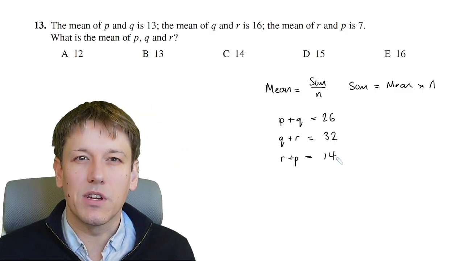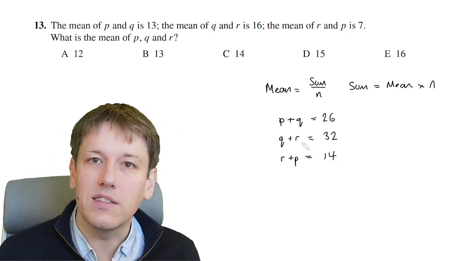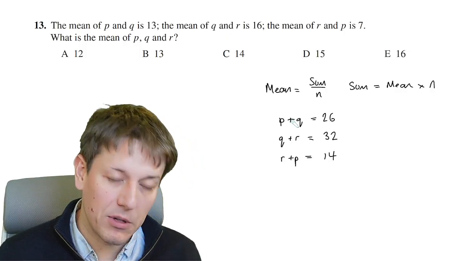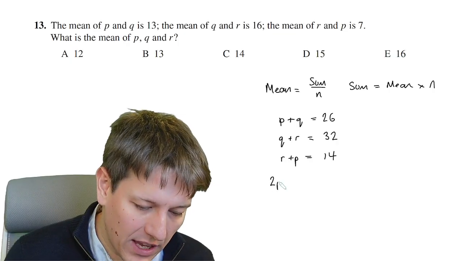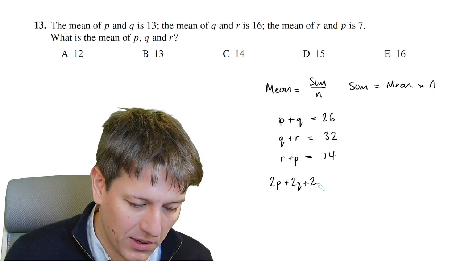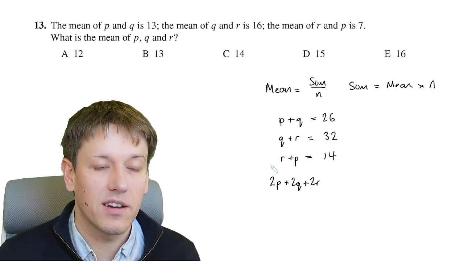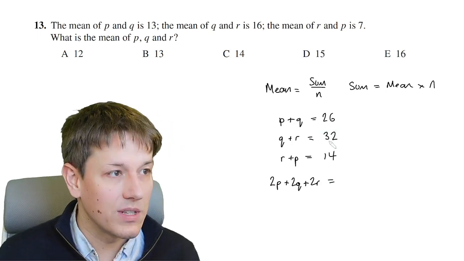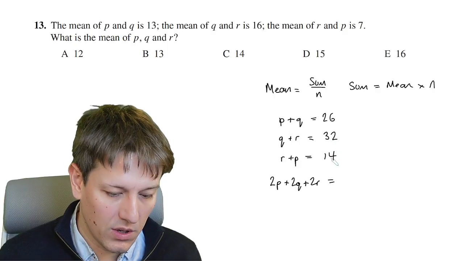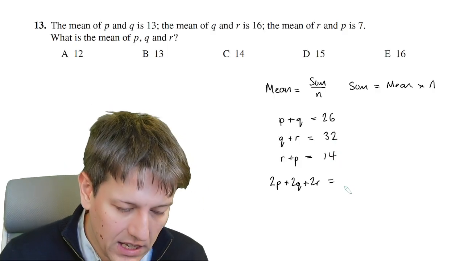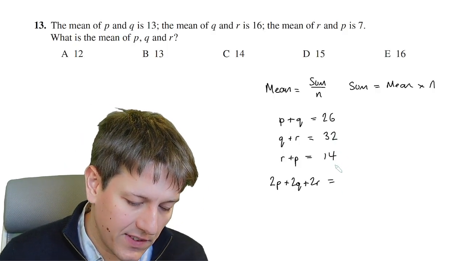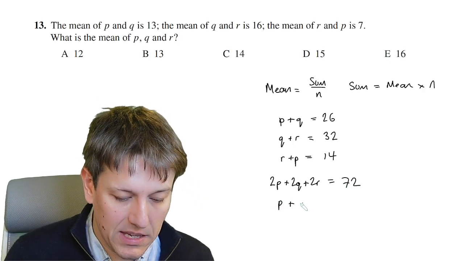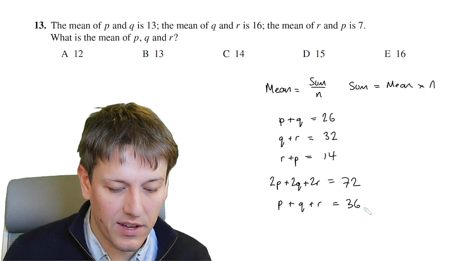There's a bit of a trick here that comes up a lot, which is that if we add up all of these equations, we've got this nice symmetry where you see we've got all the different possible pairs. If you add them all up, you get 2 lots of p plus 2 lots of q plus 2 lots of r, right? If I combine all of the left-hand sides. So in total, that must be the same as the sum of all of the right-hand sides here, 26 plus 32 plus 14. So if you add those together, that's 58, 68, 72. Now if I divide both sides by 2, I get p plus q plus r is equal to 36.